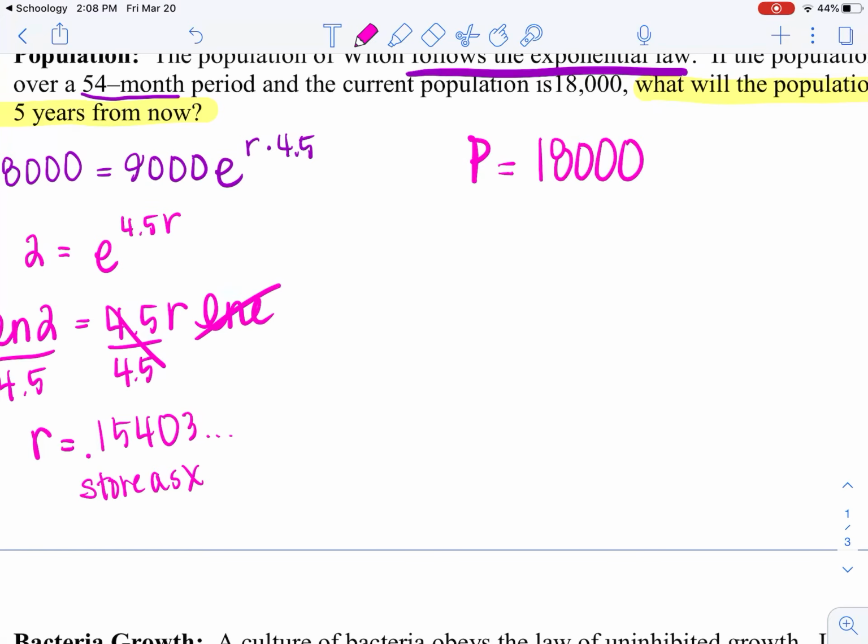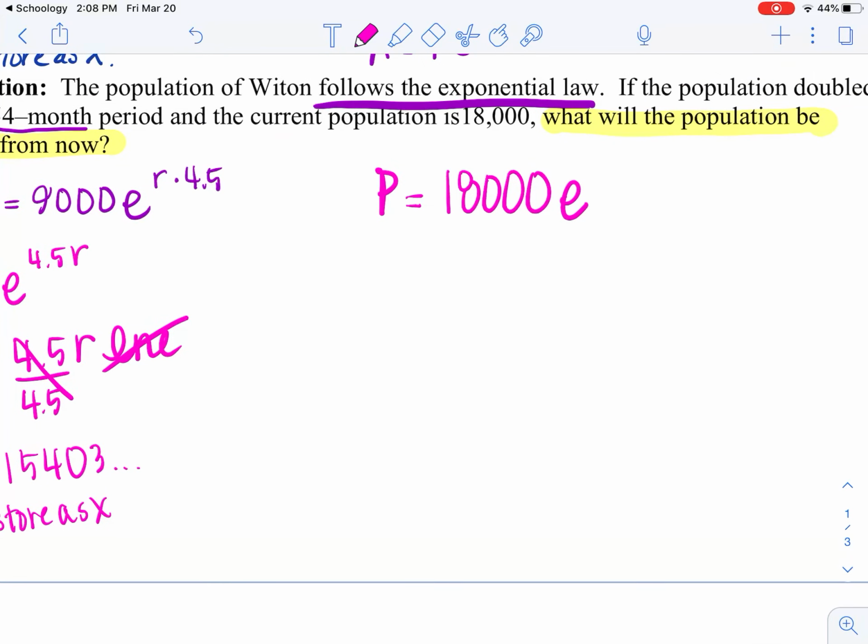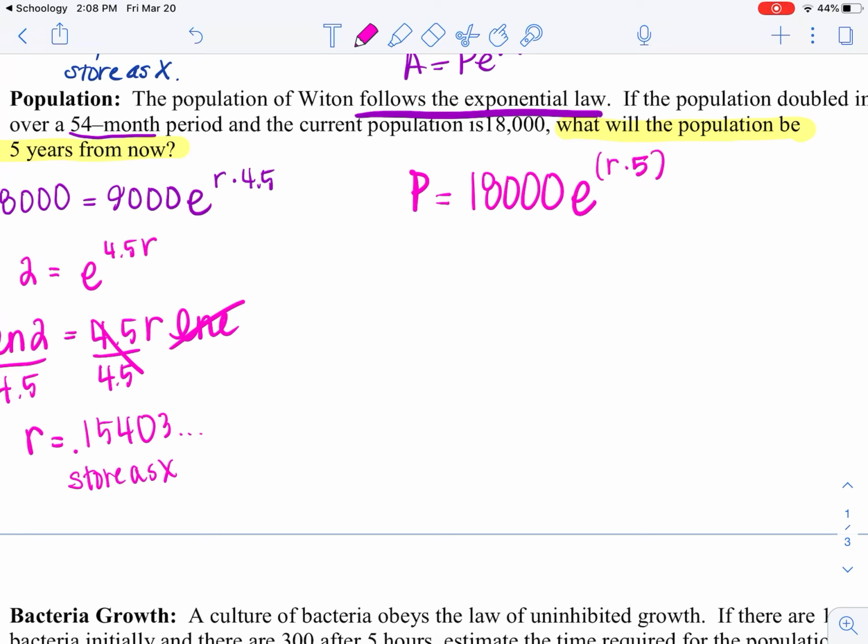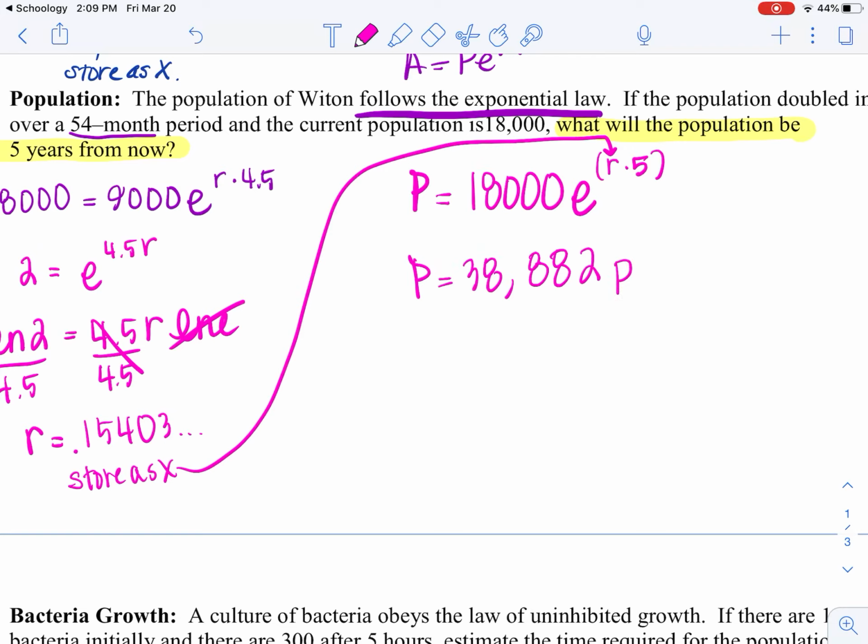So I'm finding the population. The current population is now 18,000 times e to the, my stored x value, times my time, which is 5 years from now, so 5. Once again, this is my stored x value. I can put that in my calculator, 18,000 times e to the x times 5. Remember, every time you store a value as x, it saves over your old stored value. Truncate your answer, and you should have 38,882 people.